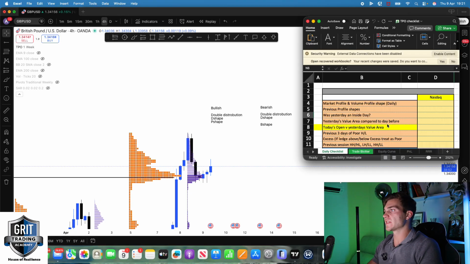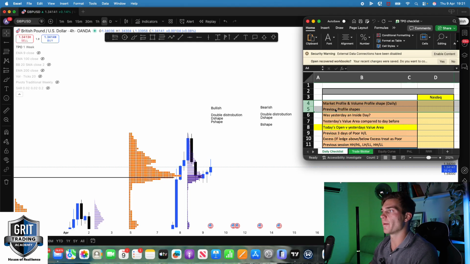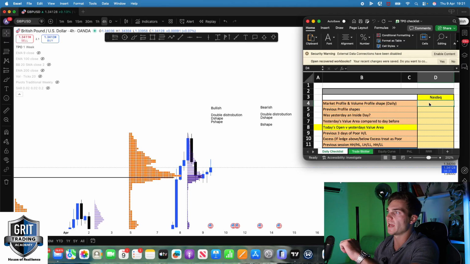So this is the checklist which I use, and you can see the first two are based around profile shapes. The first one is market profile and volume shape. So if you had a P shape in there, you would put +1. If you had a B shape in there, you would put -1. If you had a double distribution that was a bullish double distribution, you would put +1. If it was a double distribution that was bearish, you would put -1. That's how we tally up within these points.